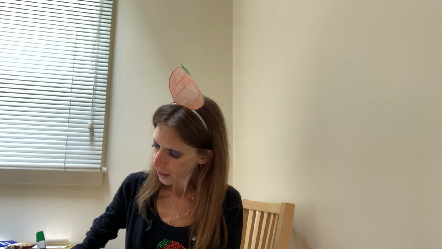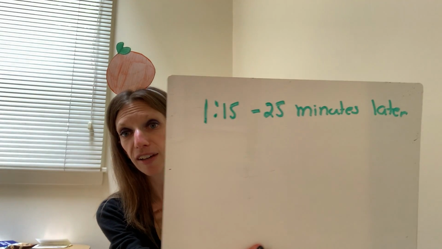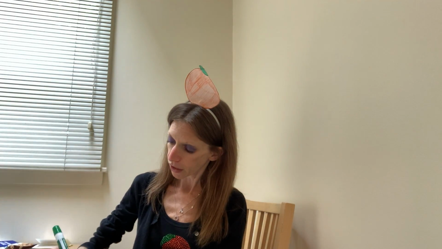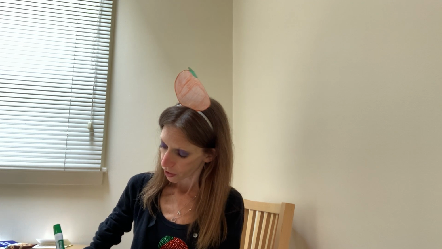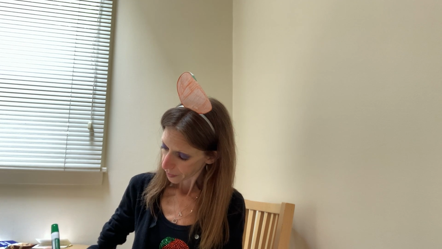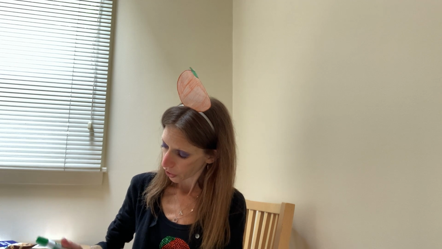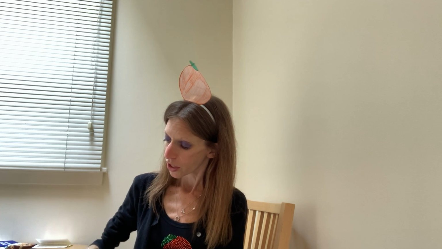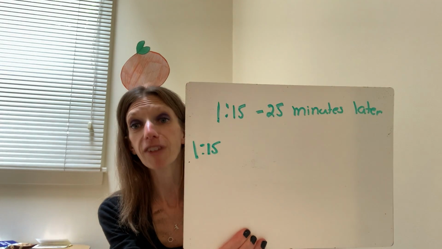So let's say it's 1:15. I want to know what time it is 25 minutes later. So 1:15, 25 minutes later. We're going to make a number line. I'm going to go 1:15, and I want to know what time it is 25 minutes later. So we're going to skip count by fives. You want to skip count by fives until you reach 25 minutes, and then you'll know the time.